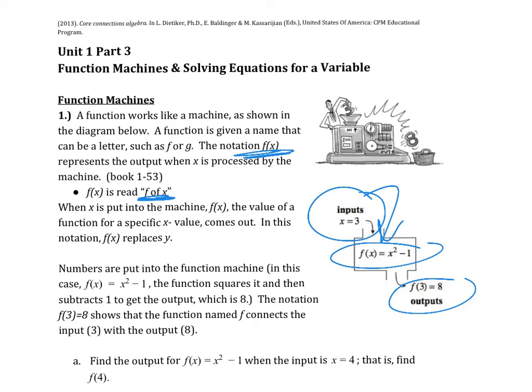So when we see F of X, don't let that confuse you. It's the same thing as saying like Y equals. It's just giving it a name. So numbers are put into the function machine. In this case, F of X equals X squared minus 1. The function squares it and then subtracts 1 to get the output, which is 8. The notation, F of 3 equals 8, shows that the function named F connects the input 3 with the output 8.